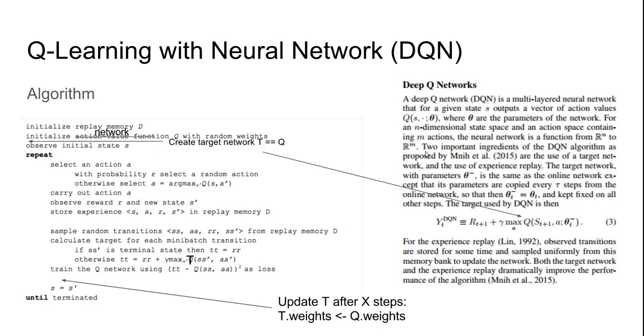I also want to point out two important ingredients of the DQN algorithm are the use of a target network and the use of experience replay. The target network with parameters theta bar is the same as the online network, except that its parameters are copied every tau steps from the online network and kept fixed for all of the other steps. So basically you have two copies of your network, and one of them is going to have some weights that you're going to keep constant over some amount of training steps. And then at whatever time period you choose, you will copy the weights from the network you've been training into that target network.